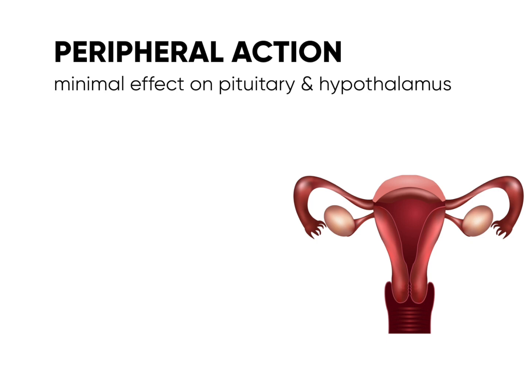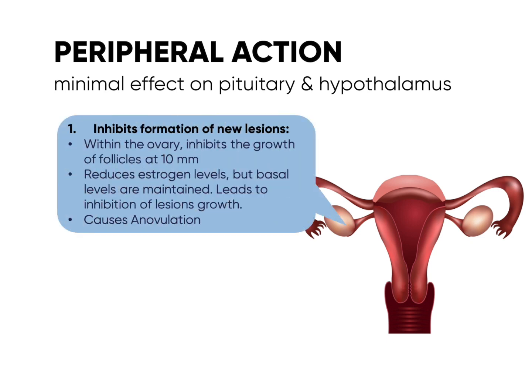How does Dienogest work? Dienogest has a twofold action. It stops new lesions from getting formed, and it slowly reduces the existing lesions within the ovary. It inhibits the growth of follicles at 10 millimeters. As a result, estrogen levels reduce, but basal levels are maintained. It's the growing follicles which release estrogen. Estrogen is responsible for the growth of endometrium. Once basal levels are maintained, endometrium lining does not grow, and therefore more lesions are not formed.